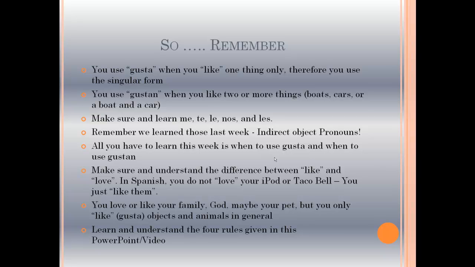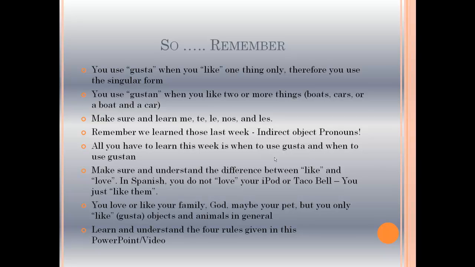Make sure you understand the 4 rules. How to make questions, just put the question marks at the beginning and at the end. How to answer a question, yes, just put sí. How to answer no, put no, comma, no, and the same statement.